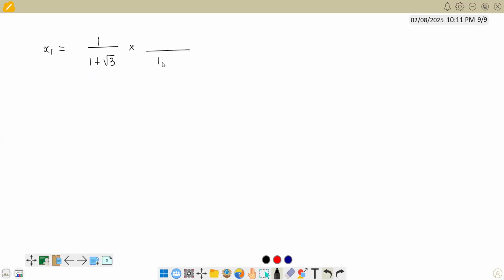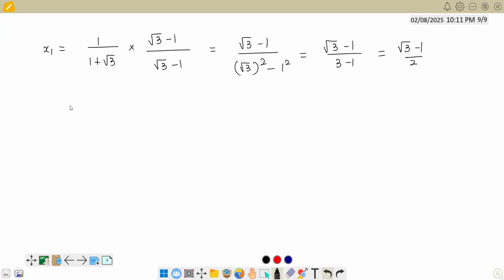We can rationalize the denominator. I can multiply by root 3 minus 1 on top and bottom. If I do that, I will get root 3 minus 1 divided by, a minus b into a plus b is a square minus b square. So root 3 whole square minus 1 square. So I'll get root 3 minus 1 by 3 minus 1, which is root 3 minus 1 by 2. So x1 would become 1.732 minus 1 divided by 2. So 0.732 divided by 2, so 0.366. So x1 value would be 0.366 meters.